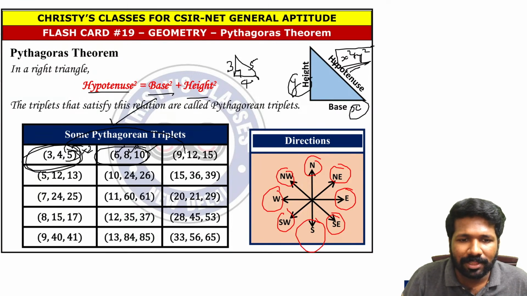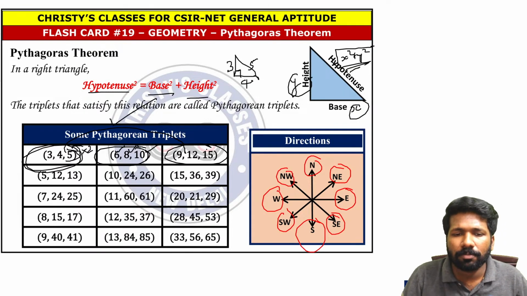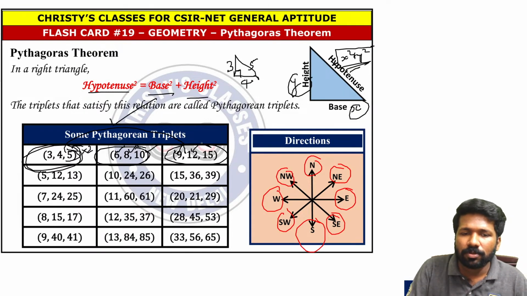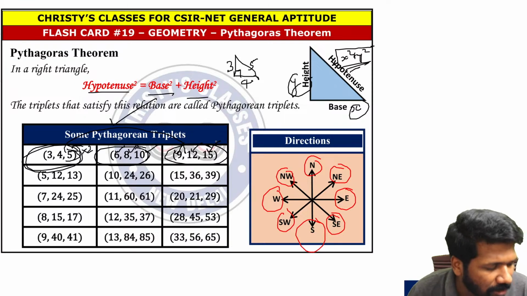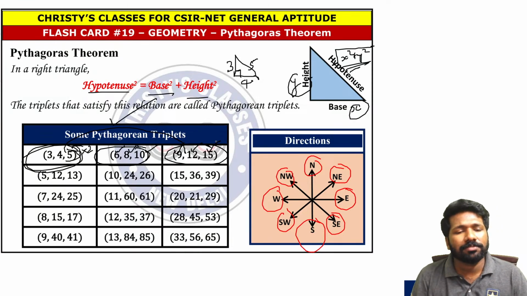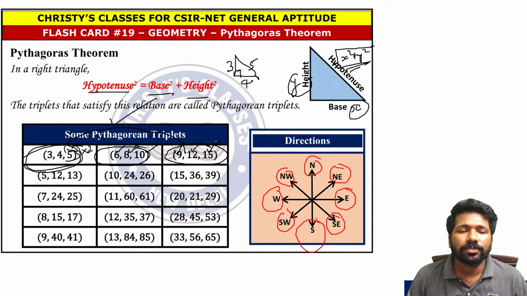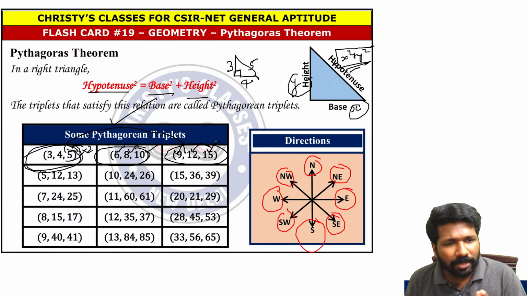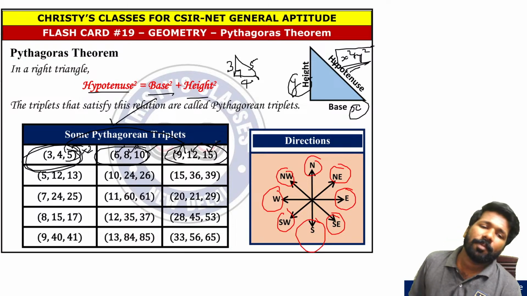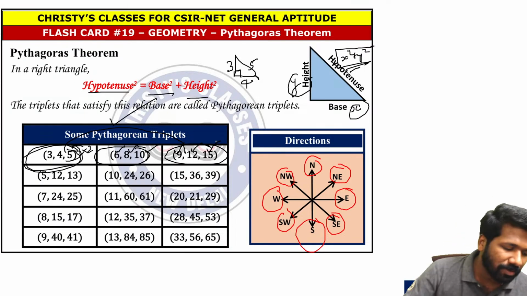If you multiply by 3, 9, 12, 15, that will also be Pythagorean. 9 square plus 12 square will be 15 square. You can check it if you want. All of you are understanding what I am saying? So, if all numbers are multiplied by a common number, that will be a Pythagorean triplet for a Pythagorean triplet.